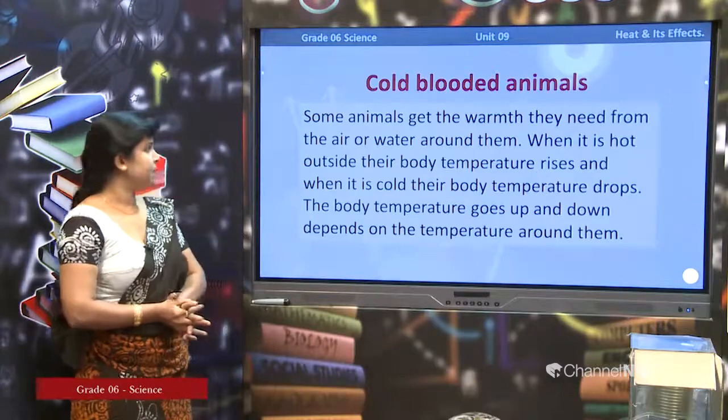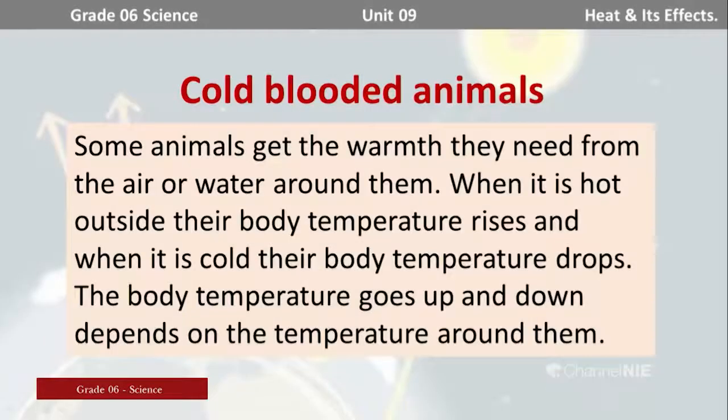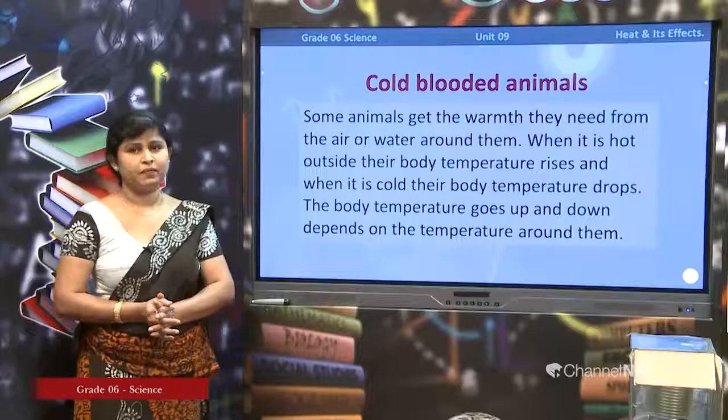Cold-blooded animals. Some animals get the warmth they need from the air or water around them. Let's read slowly. When it is hot outside, their body temperature rises, and when it is cold, their body temperature drops. The body temperature goes up and down, depending on the temperature around them, right?